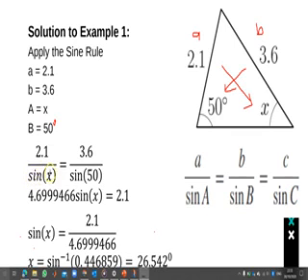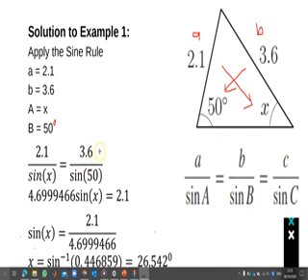So we put sine of angle X, which is angle A, which is required, is equal to 3.6 over sine 50 degrees, the corresponding angle of side B. We say 3.6 divided by sine 50 degrees. Make sure your calculator is in degrees, not radians, because we are dealing with degrees here. If your calculator mode is in radians, you will probably get a wrong answer, so make sure it is in degrees when dealing with this kind of question.